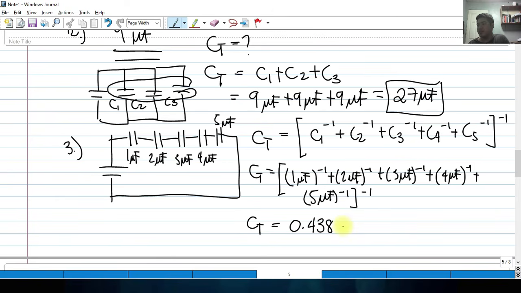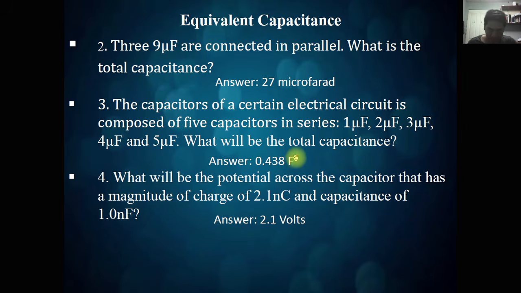0.438. I think this is microfarads. I forgot to write microfarads in there. This is in terms of microfarads. Okay?